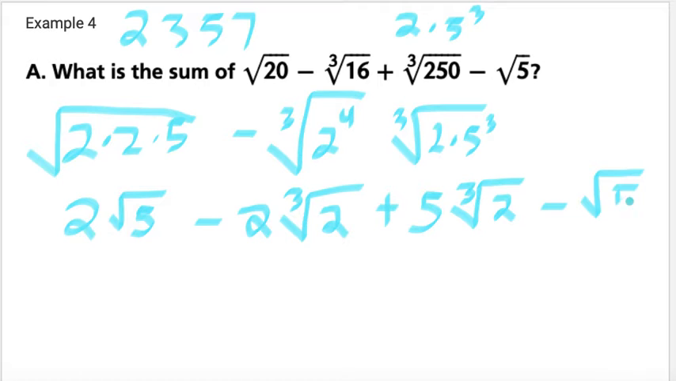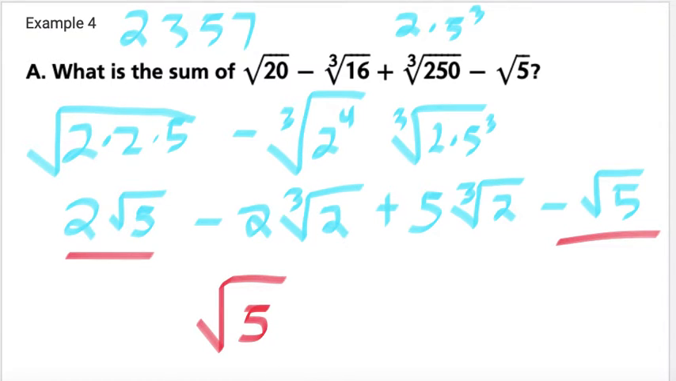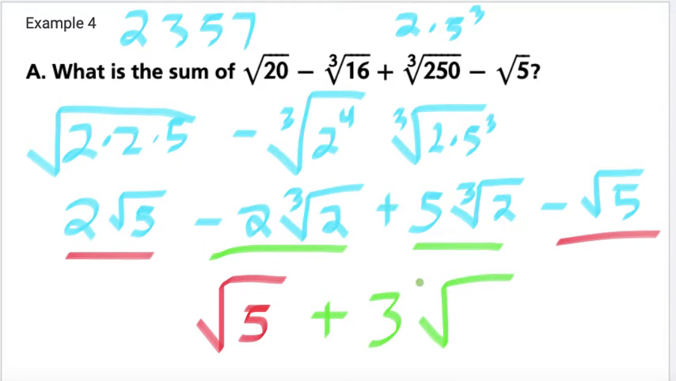Now that we've broken down the 250, the 16, and the 20, we can look to see if we have the same index and the same radicand, and we do. 2 square roots of 5 minus 1 square root of 5 gives me 1 square root of 5. And then I have negative 2 cube roots of 2 plus 5 cube roots of 2. Negative 2 plus 5 is 3, so this is plus 3 cube roots of 2. That's the final answer.